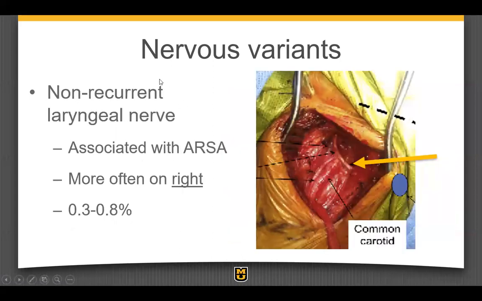This is an interesting variant seen in probably less than 1% of cases. It's a non-recurrent laryngeal nerve, usually associated with an aberrant right subclavian artery, and is more often encountered on the right side, as is more common in general with a non-recurrent laryngeal nerve. Here in the graphic, you can see represented by the yellow arrow this non-recurrent laryngeal nerve. You can see the common carotid artery here. In these cases, decisions need to be made intraoperatively about whether or not to proceed with the operation.